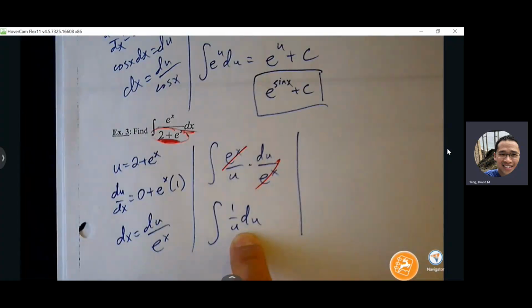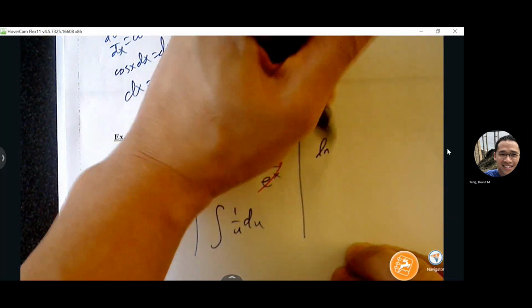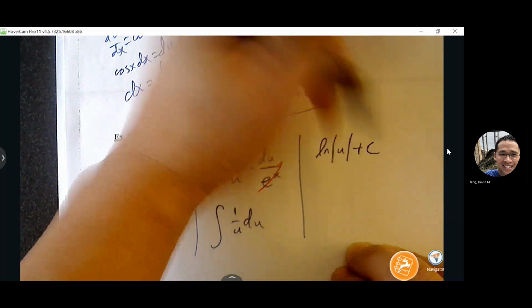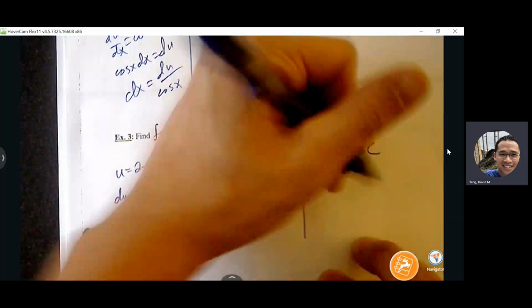Okay. Do we have a rule that fits this? Yes, from yesterday, right? Yesterday, we know 1 over u is not handled by power rule, but you handle using natural log. And replace the u back in terms of x.